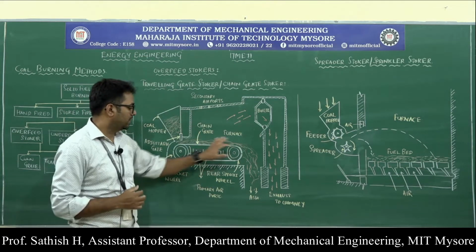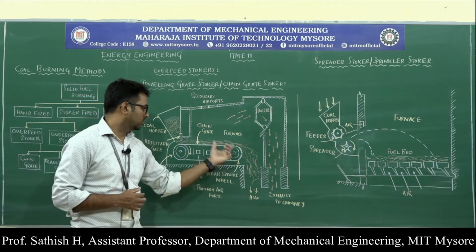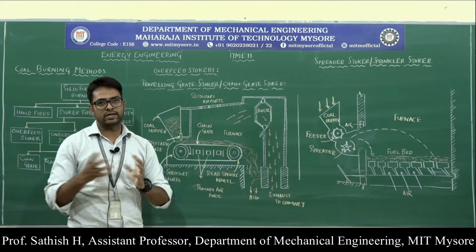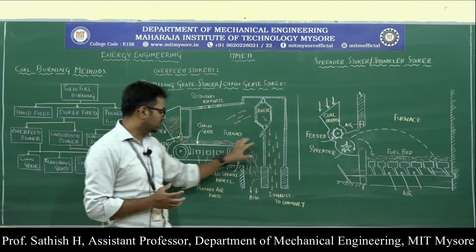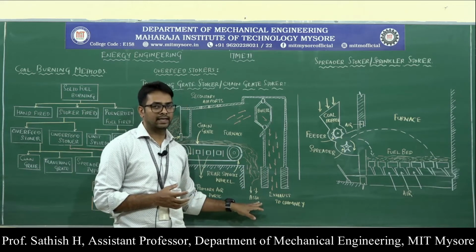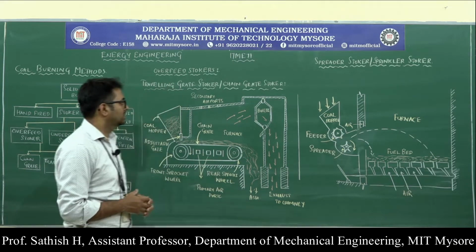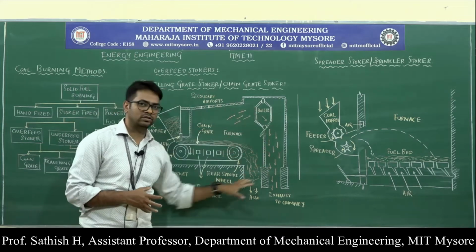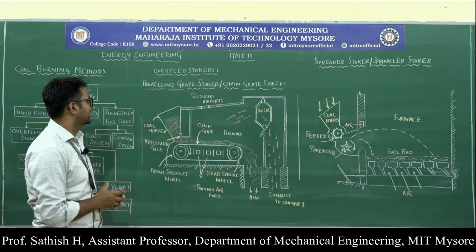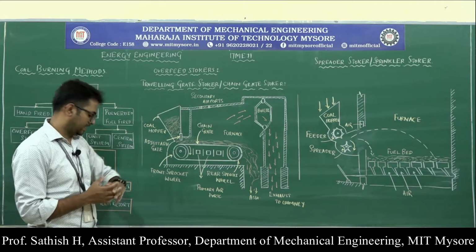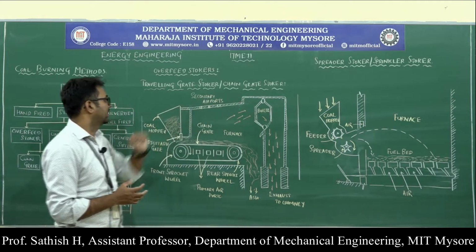Then we have one more opening here. After burning, the coal turns into ash, and that ash can be collected at this point. So this is about the various components of this chain grate stoker, or chain traveling grate stoker.